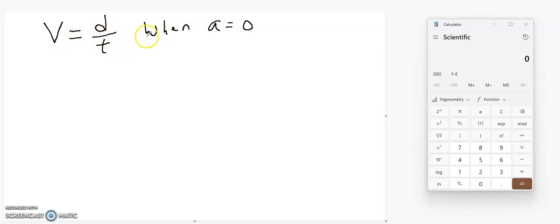The important thing about this equation is that it's true only when the acceleration is equal to zero. We're not going to really deal with situations where there's a non-zero acceleration, so that's perfectly fine.